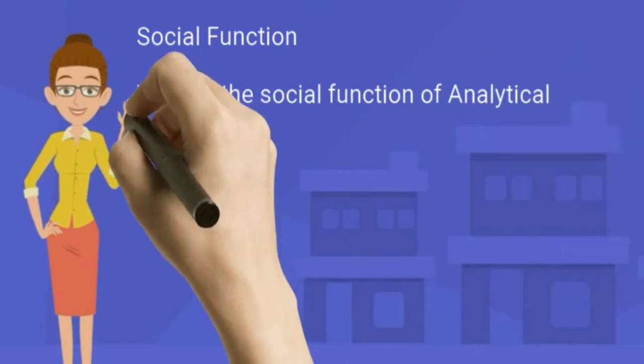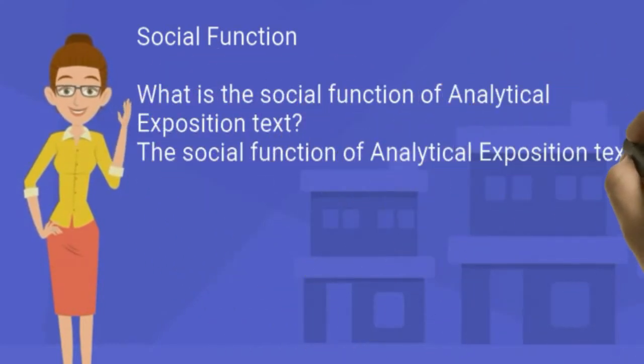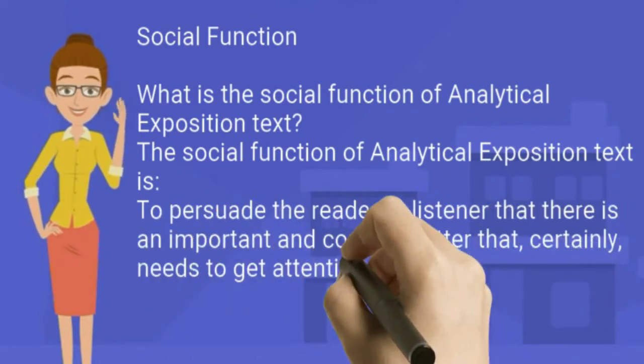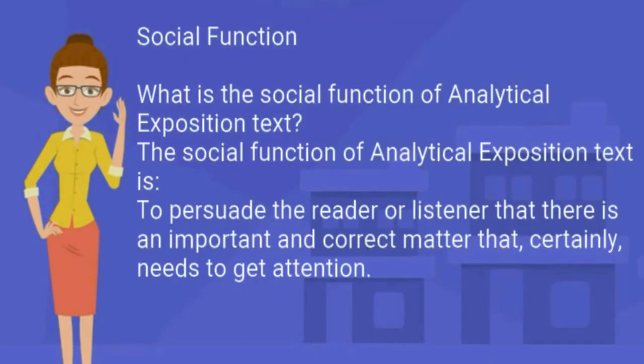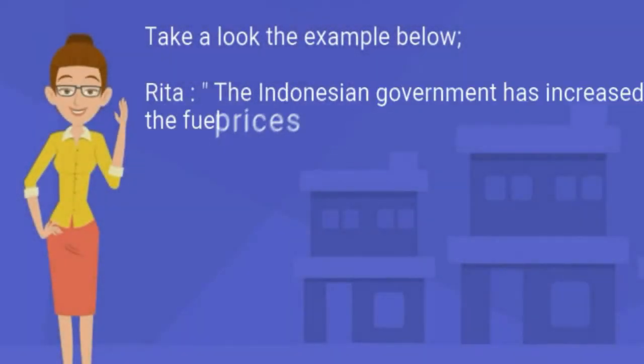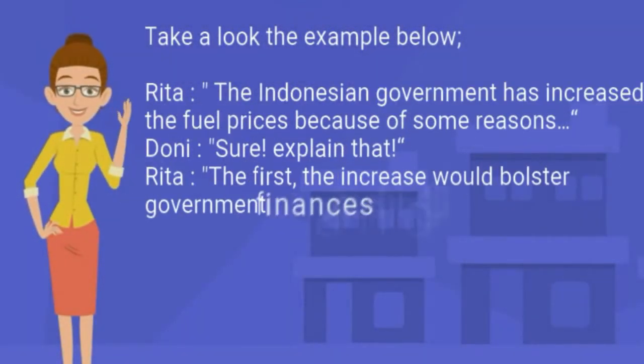What is the social function of analytical exposition text? The social function of analytical exposition text is to persuade the reader or listener that there is an important and correct matter that certainly needs to get attention. Take a look at the example below.